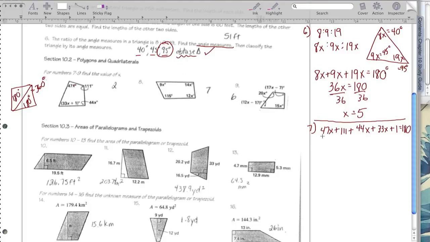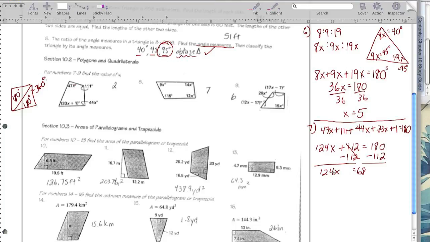So now I'm ready to combine my like terms that I do have. 47 plus 44 plus 33, and that's going to give me 124x. And then I have 111 and 1. That's going to give me 112 equals 180. So I used all of my terms. Okay, now I'm ready to start solving. I'm going to subtract 112 on both sides. My 124x comes down. 180 minus 112 is 68.